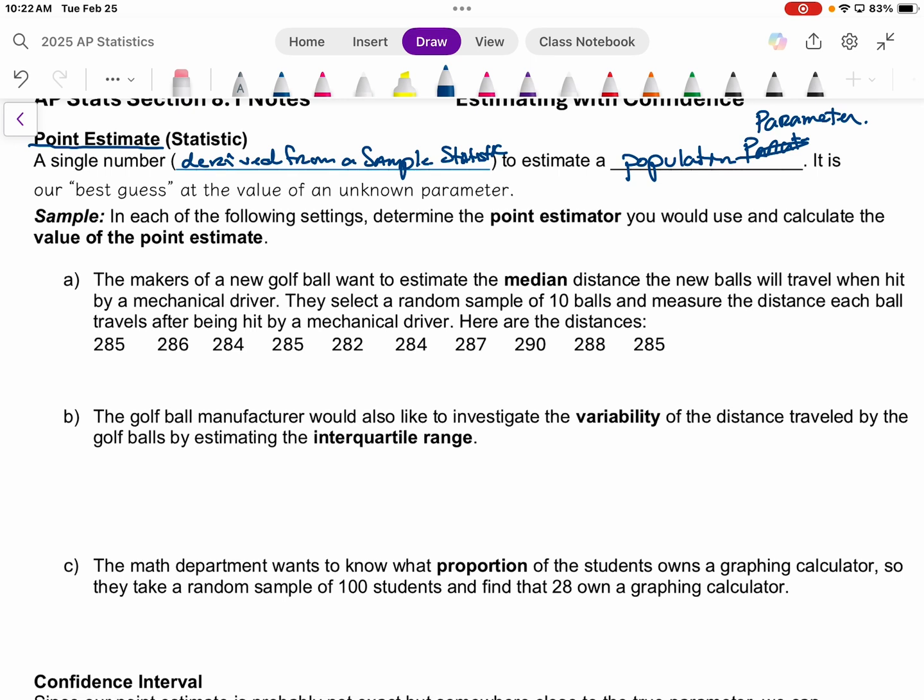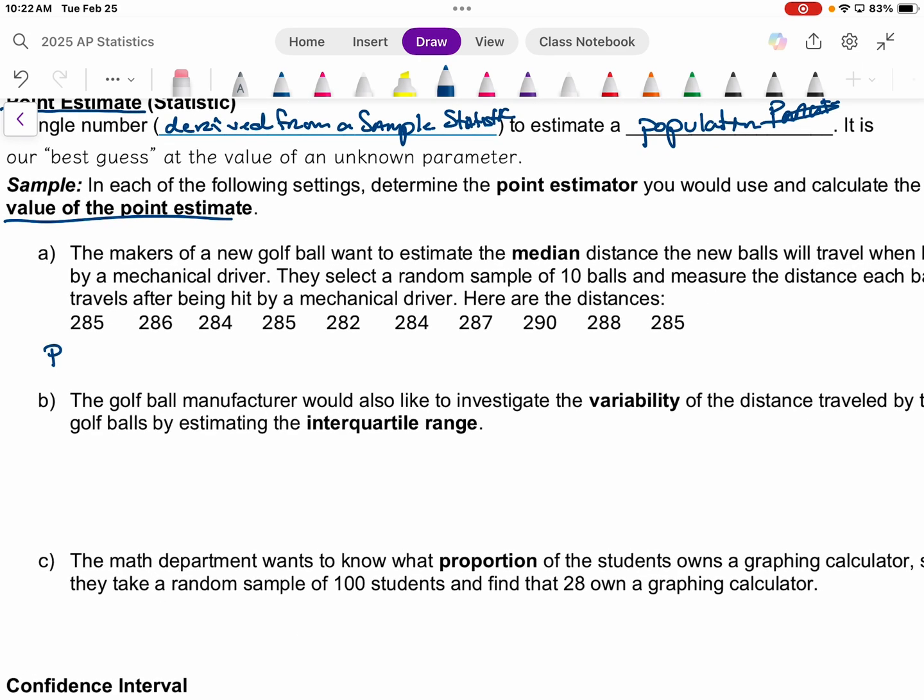So in the following example, they ask us, in each of the following settings, determine the point estimator you would use and calculate the value of the point estimate. The first example says the makers of a new golf ball want to estimate the median distance the new golf ball will travel when hit by a mechanical driver. They select a random sample of 10 balls and measure the distance each ball travels after being hit by a mechanical driver. So what is the point estimate? They nicely bolded it for us. It's the median.